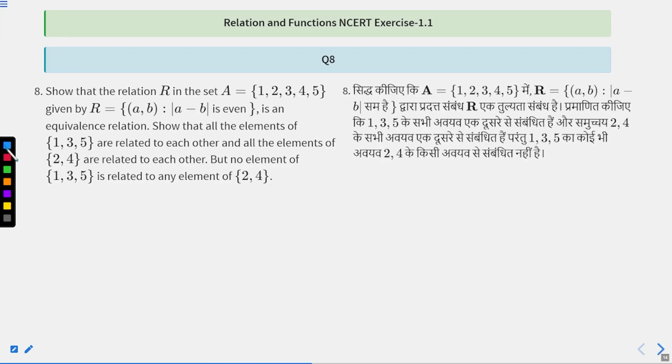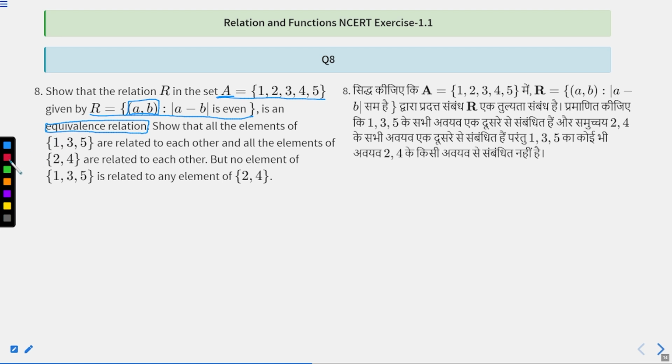Now, question 8, what does it say? Show that the relation R in the set A, so this set is given to me. R is defined in this set in this way: (A, B), such pairs such that the modulus of their difference is an even number. So what we need to show? That it is an equivalence relation.